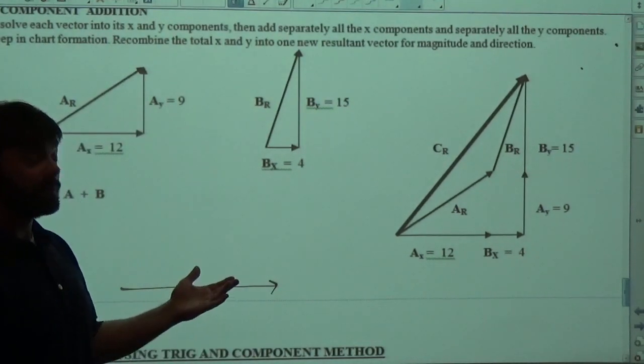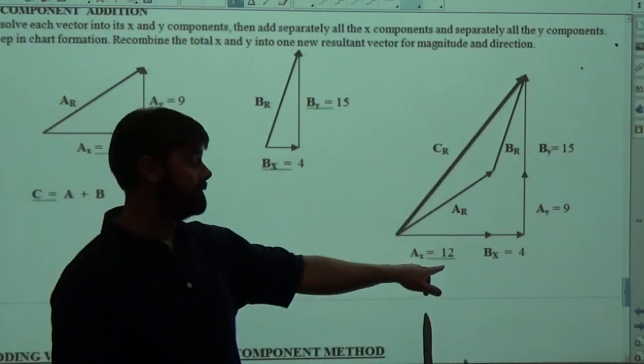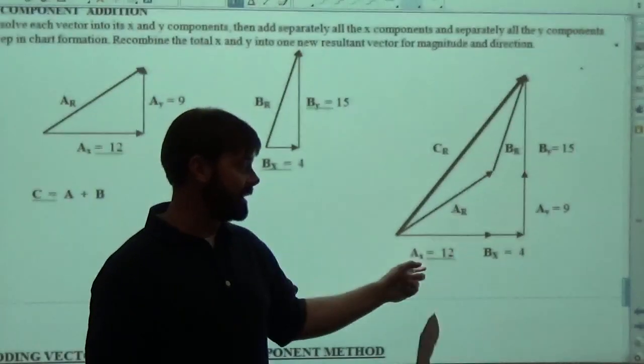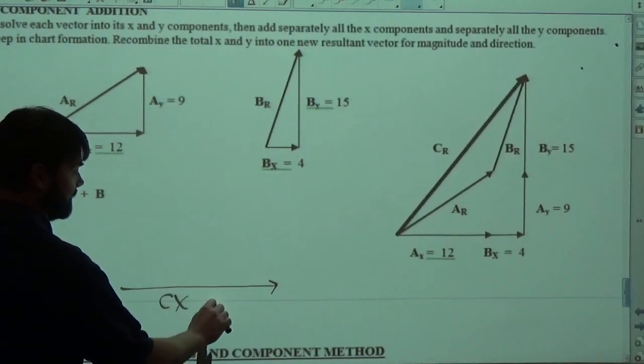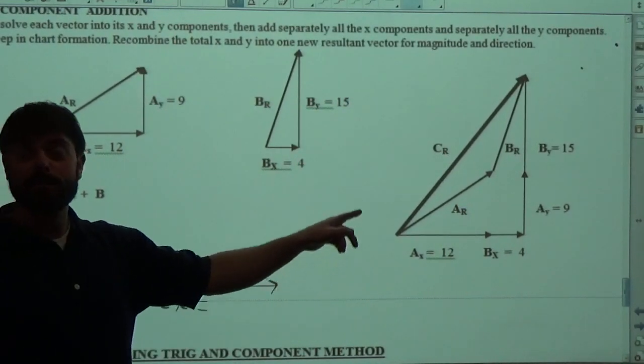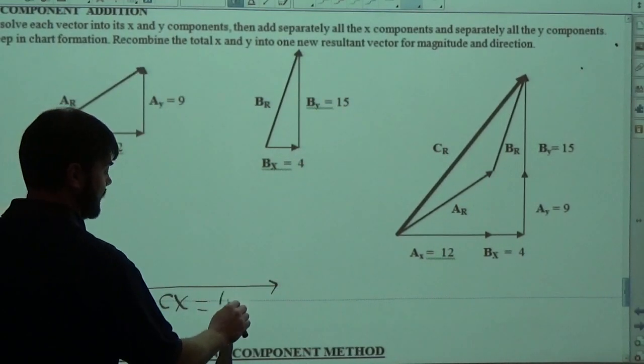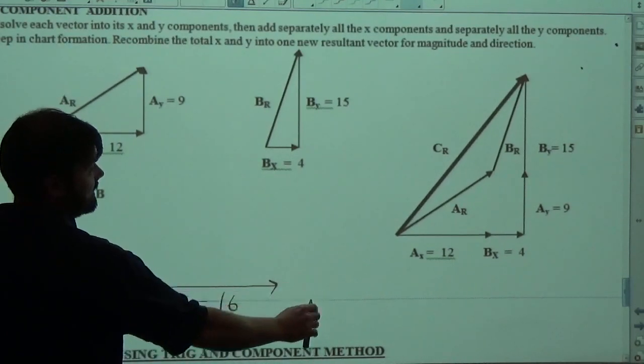And if I was going to redraw this as a new vector, it just means that C of x, so A plus B, if I added my x's together, my C of x would be equal to 12 plus 4, so that would give me 16. So I could go 16 to the right.